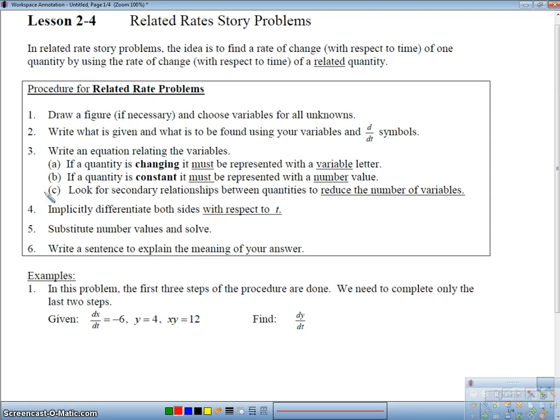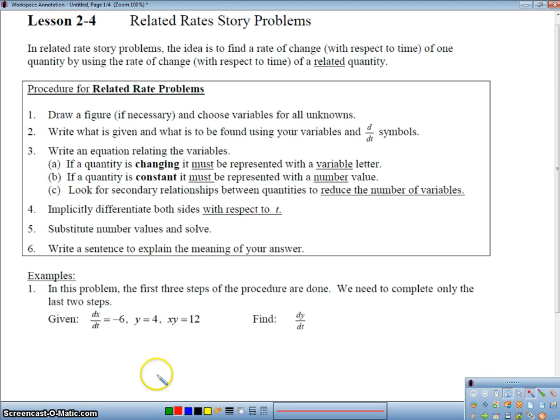After you do your implicit differentiation, you're going to substitute any number values that you have and solve for that one thing you're looking for. Important here is to write a sentence explaining the meaning of your answer in context. All right, we want to make sure we do this in context. So let's take a look at my first example here. This one is not in context, of course, it's just to kind of get us warmed up.